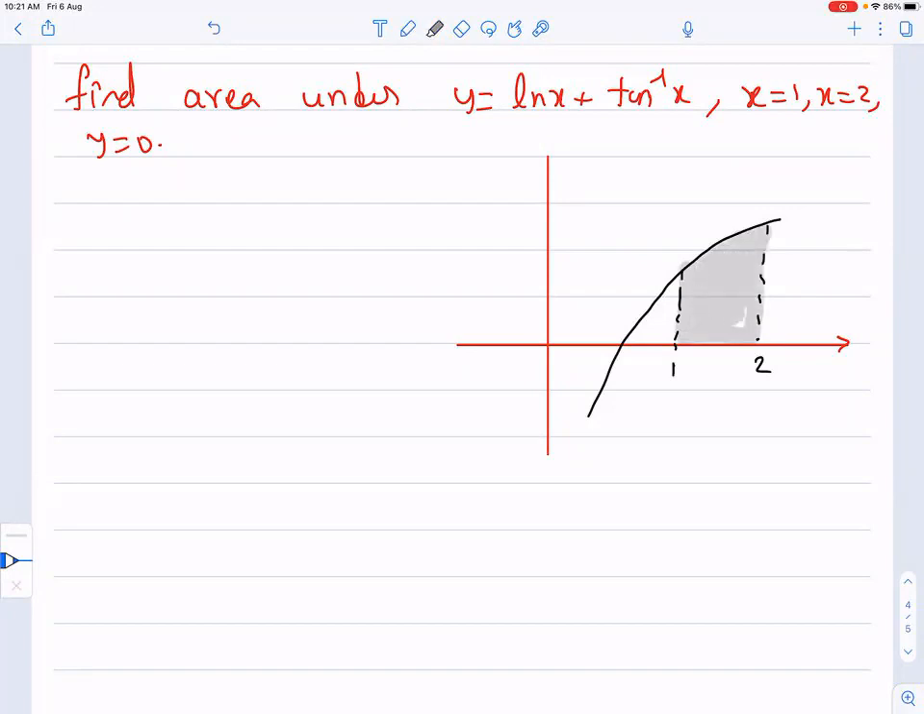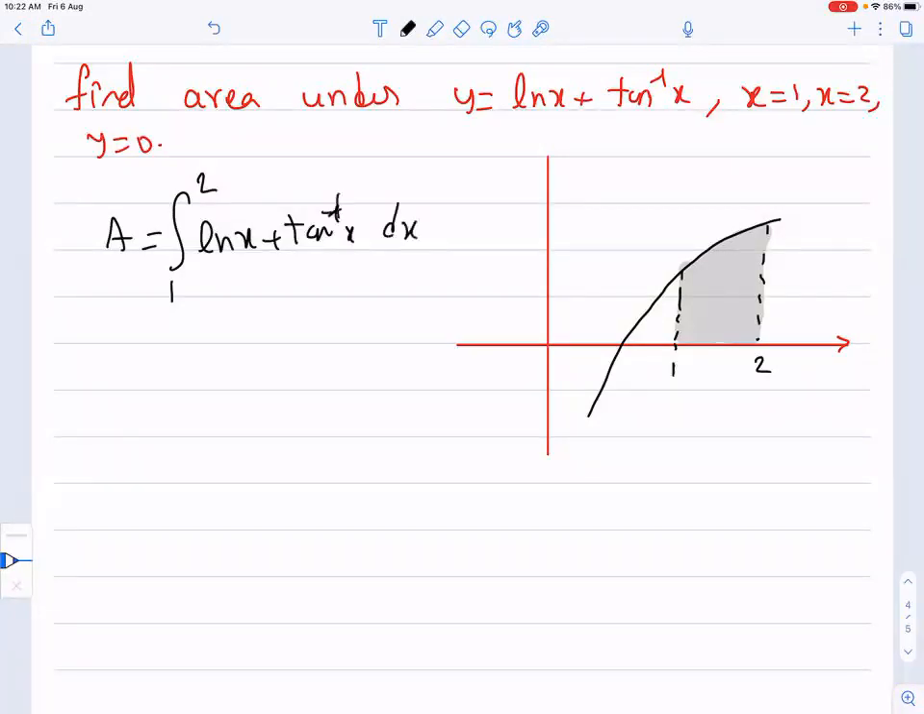x equal to 1, x equal to 2, and y equal to ln x plus tan inverse x, and y equal to 0. y equal to 0 is the x axis. This particular portion of area. That is what, area equals integral 1 to 2 f of x dx. That is ln x plus tan inverse x dx.